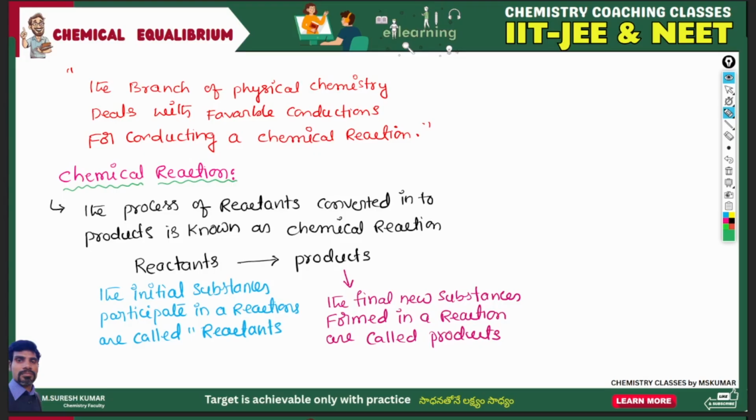reaction, chemical reactions are of two types. What are they? Reversible reactions and irreversible reactions. Chemical reactions are of two types: reversible reactions and irreversible reactions. Clear, my dears?